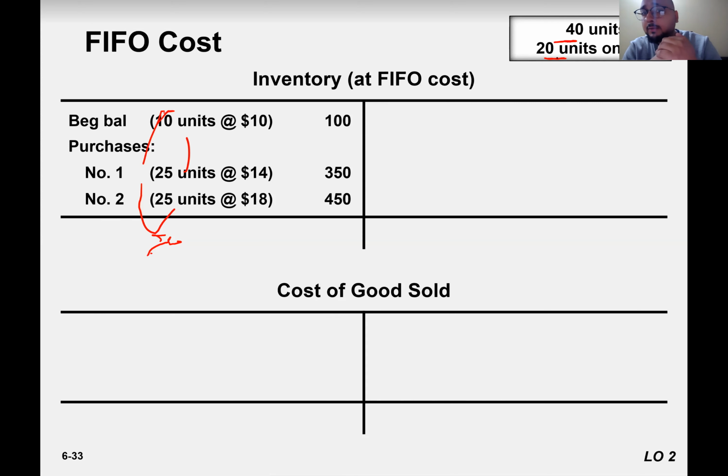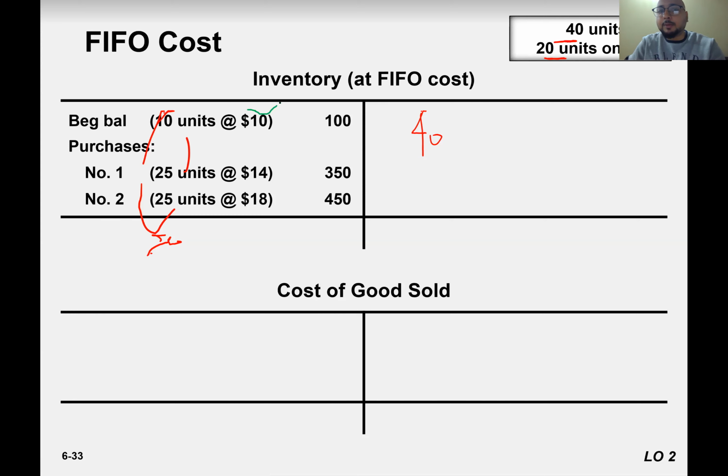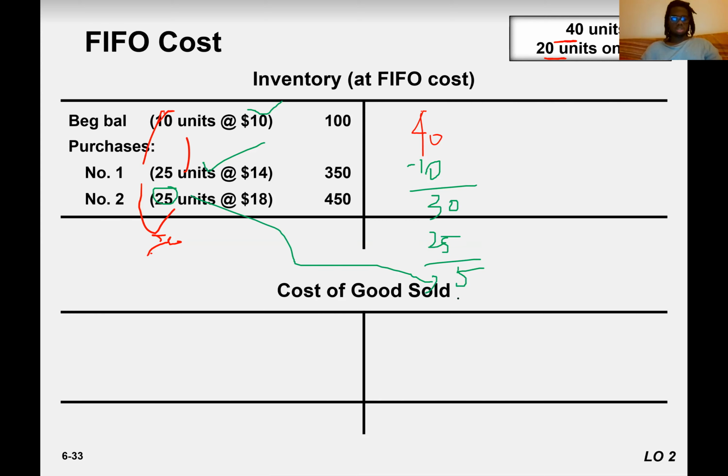So if we are using first in, first out, so 40 units sold, first in, so first we have these 10. So these 10 is going to be sold first. Left, how much? 30. And then this is the time for this item to be sold, 25. How many left? 5. And then times the 5 units from here needs to be sold.